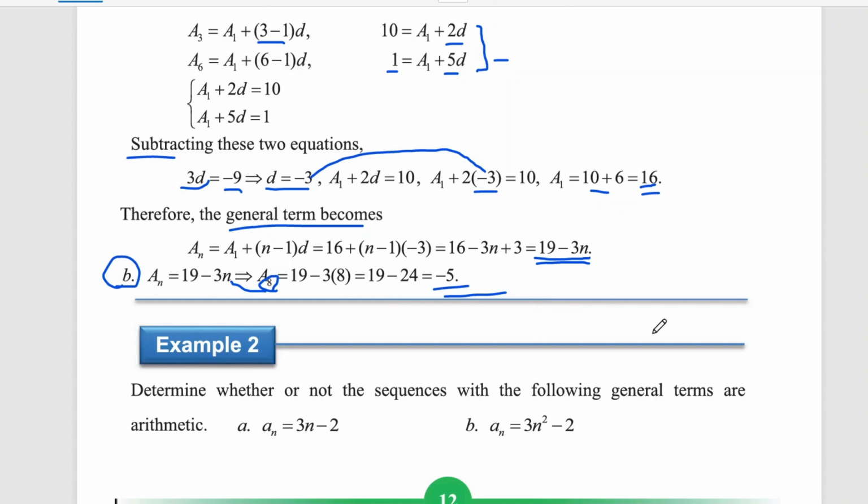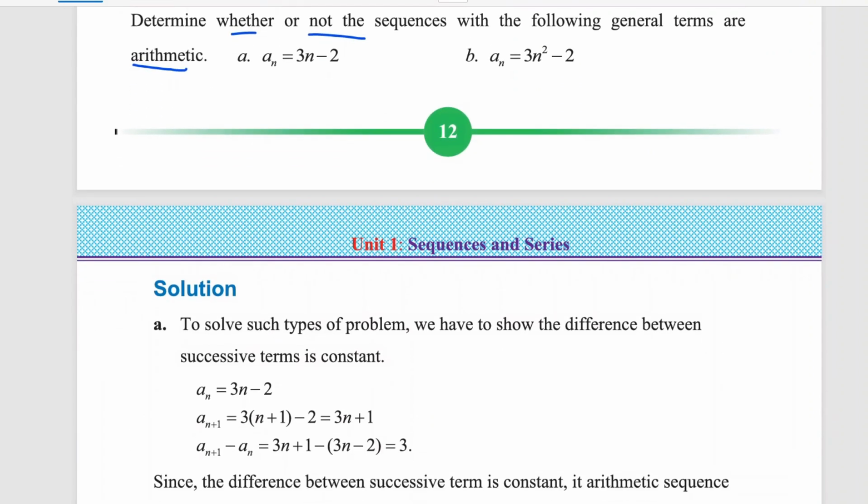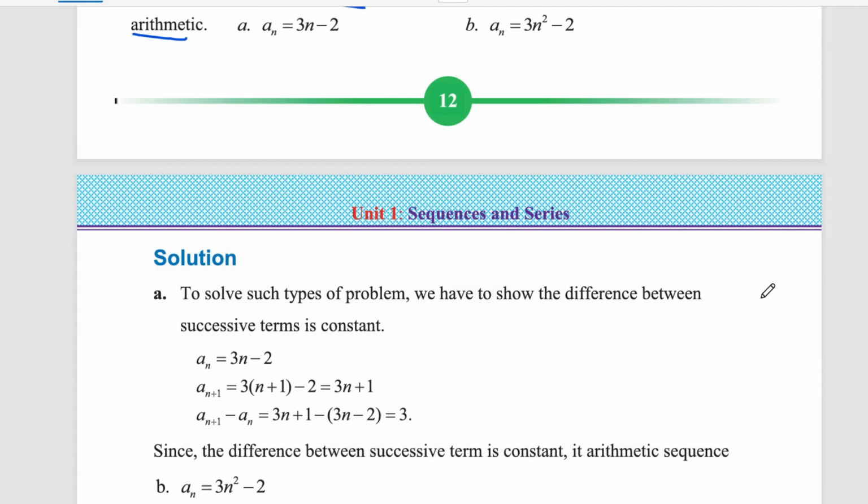Okay, let's see example 2. Example 2: determine whether or not the sequences with the following general terms are arithmetic. When a general term is given to us, we learn the method by which we can identify whether the sequence is arithmetic or not. For example, let's see an is equal to 3n minus 2. So this is the general term.